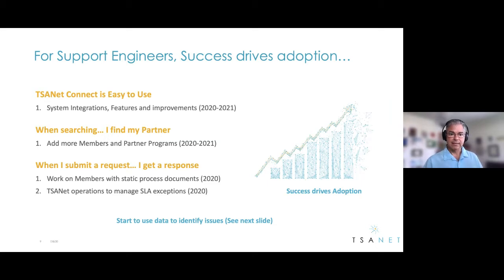The second one, I think, is an area of focus both this year and next year. And this is back to, obviously, a key part of success: when you tell the engineer, hey, go and use TSANet, and they search for the partner they want to work with, they need to find them. So in a lot of cases, this could be making sure that the members' partner programs are there, that if we have missing members, that's communicated to us, that we really try everything possible to make sure that the members are found there. And then the last one we talked about: when you submit the request, you get the response. So that of course is something that we focus on as well.